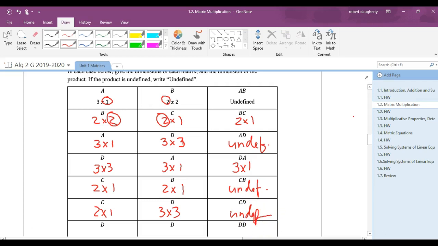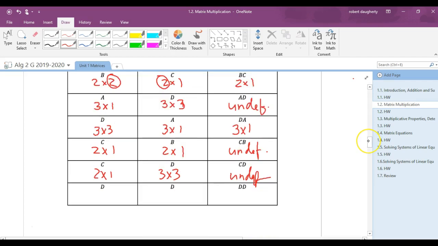And then the last one, I want to multiply D by itself. What are the dimensions of D? 3 by 3. Can I multiply 3 by 3 times a 3 by 3? Yes, the answer will be 3 by 3. Okay. So that's just an exercise of, before you do the multiplication, you have to determine if it's valid or not. So don't waste time trying to multiply things that will not multiply.